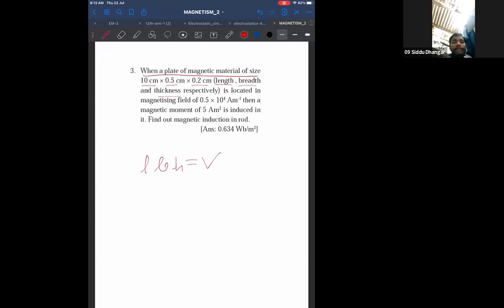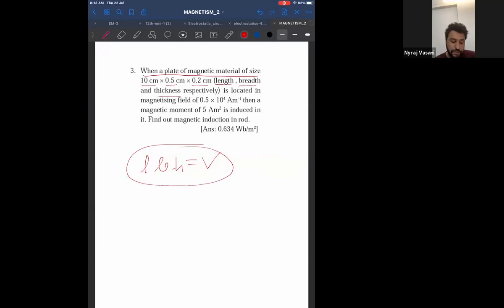Now, since they have given me volume, I know that magnetization will come into the picture, because volume is there only in one formula. Which formula? Magnetization, Mz. They have not given me volume directly. They have given it indirectly by giving length, breadth, and thickness, that is height, separately. Therefore, L into B into H will give me volume. Correct? This much is clear, all of you?